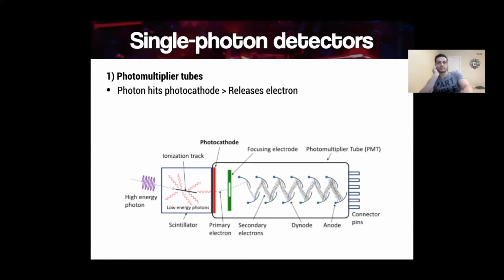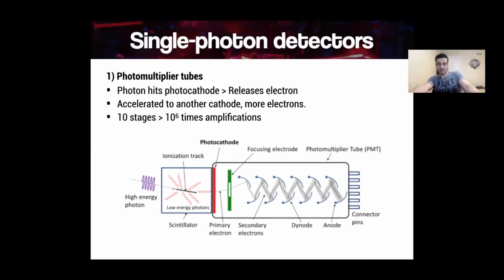So a photon hits a photocathode and it releases an electron. This electron gets accelerated to another cathode, hits that, and more electrons are released. Then you get more electrons, hit it again, more electrons, and repeat. Eventually you get a detectable signal. Through 10 stages, you get 10 to the 6 times amplification. So you get this single photon that has enough energy to cause an electron to be released from the photocathode, and what you end up getting is a detectable signal.